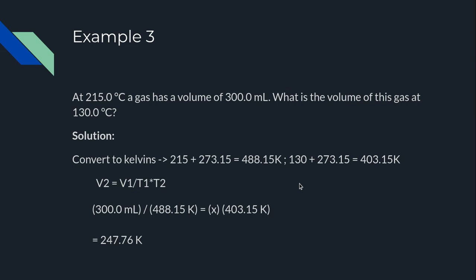So V1 is 300 milliliters. T1 is 488.15 kelvins. And T2 is 403.15 kelvins. And if you put it into the equation, it gives you 247.76, that should say milliliters.